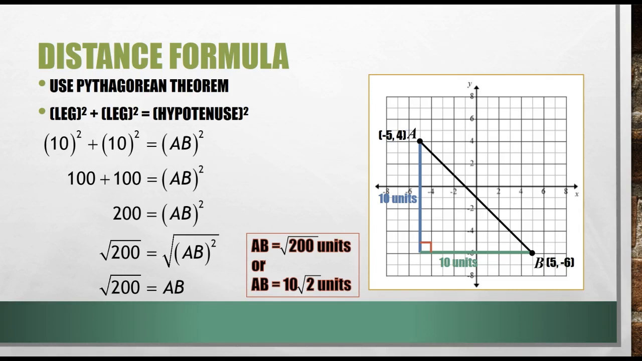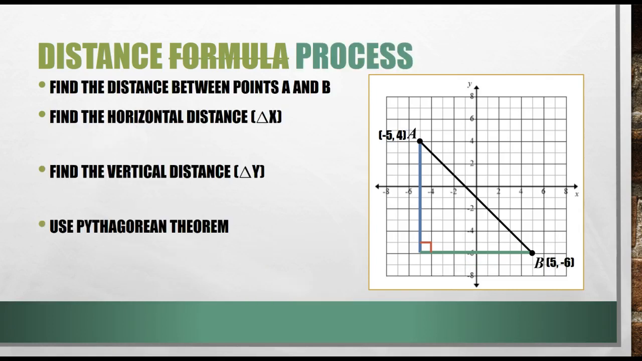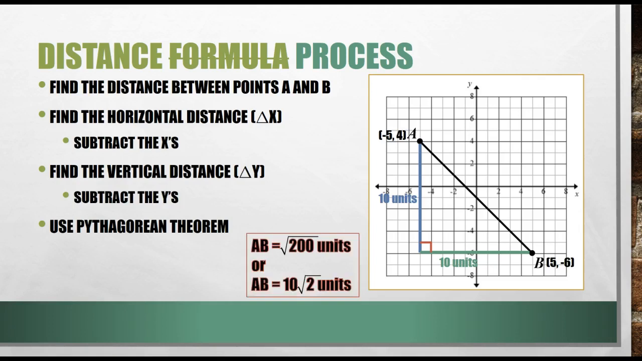So to review, again, we have not talked about a formula, we've talked about a process. To find the distance between points A and B, we're going to find a horizontal distance. We do that by subtracting the x's. We're going to find the vertical distance, and we're going to do that by subtracting the y's. And then we apply the Pythagorean theorem.